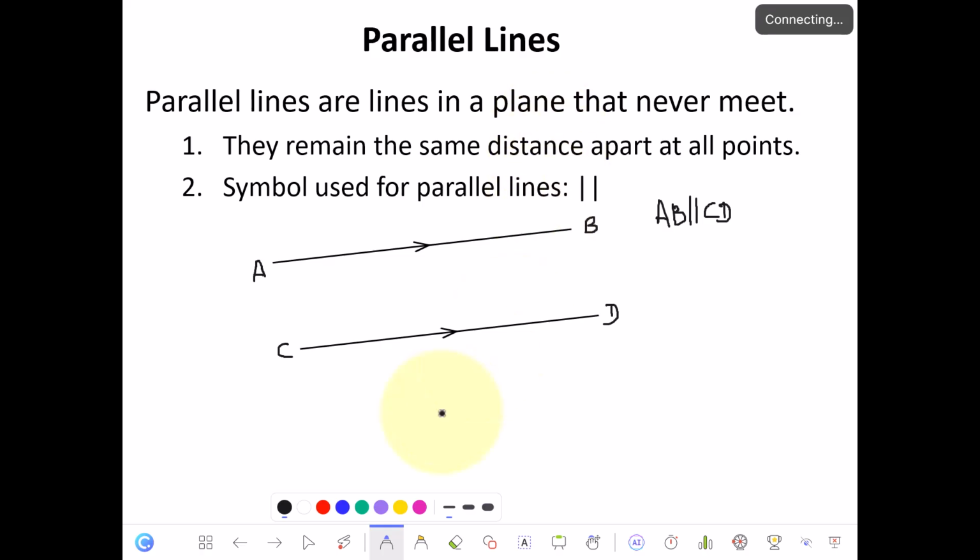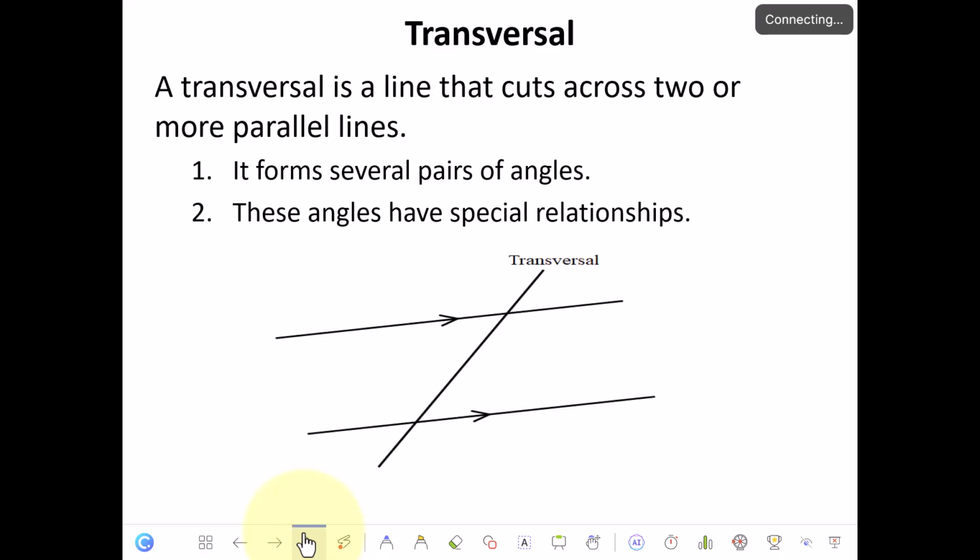Now let's go to the next subheading for today, which is transversal. Now this is a transversal. It's a line that crosses two or more parallel lines. So you see, a transversal is a line that cuts across two or more parallel lines. When it crosses parallel lines, it creates some angular effect. Now these are special pairs of angles. They have special relationships. Those angles are the angles we are going to treat as we move on: the corresponding angles, the alternate angles, and the like.